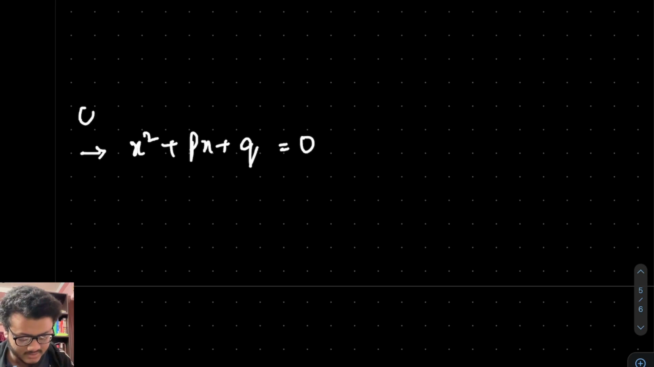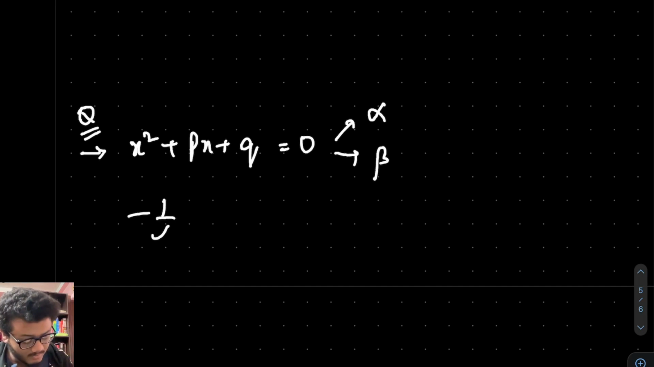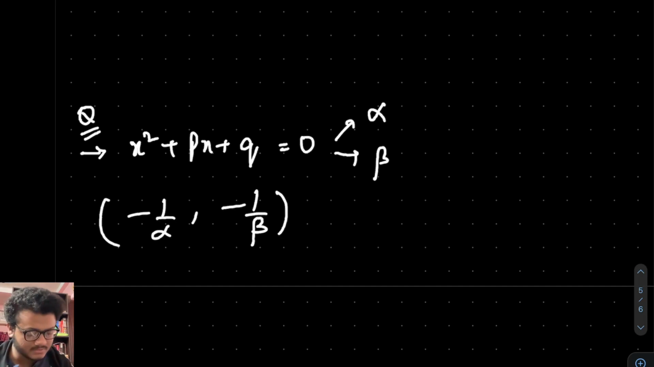So we have already done a quite complex question regarding transformation, but we can do this. x squared plus px plus q, this is a quadratic equation that is given to us. We are asked to find an equation, and this equation's roots are alpha and beta. We need to find the equation whose roots are negative 1 by alpha and negative 1 by beta.